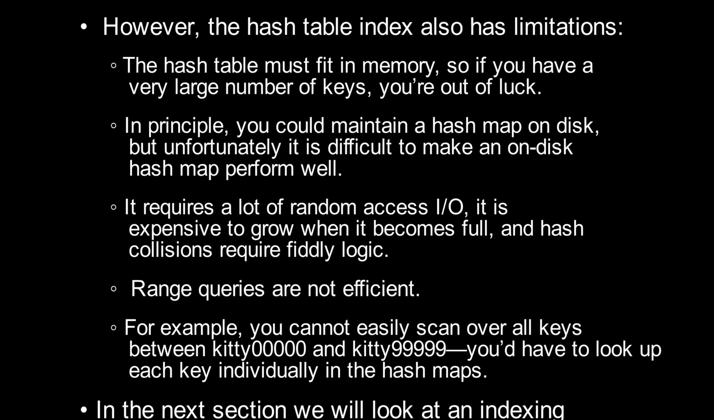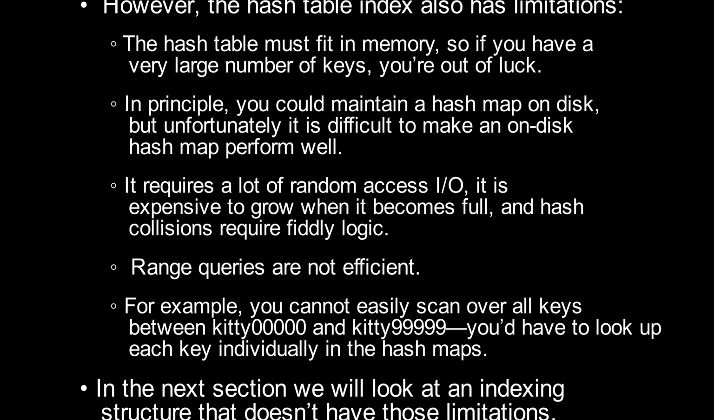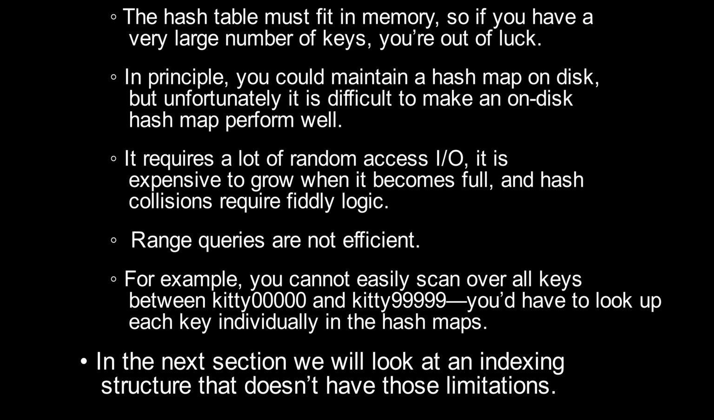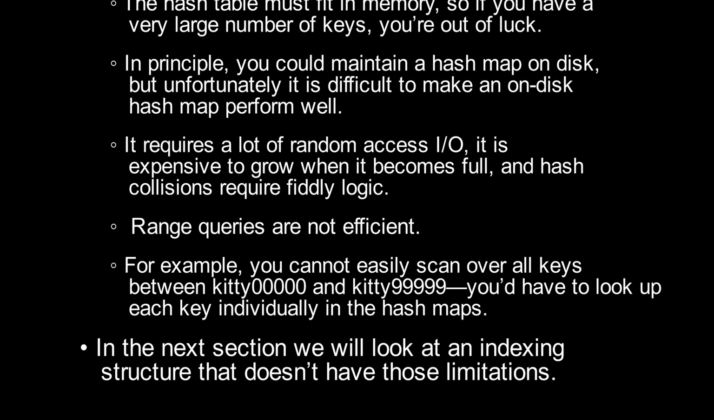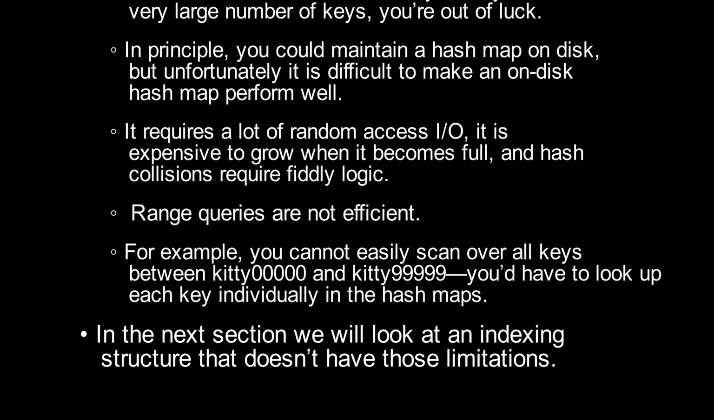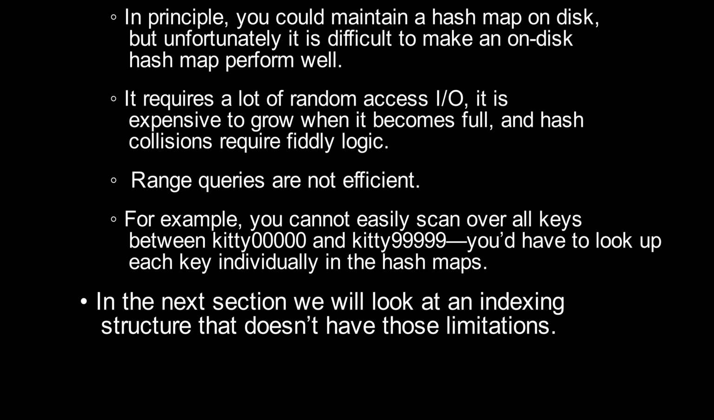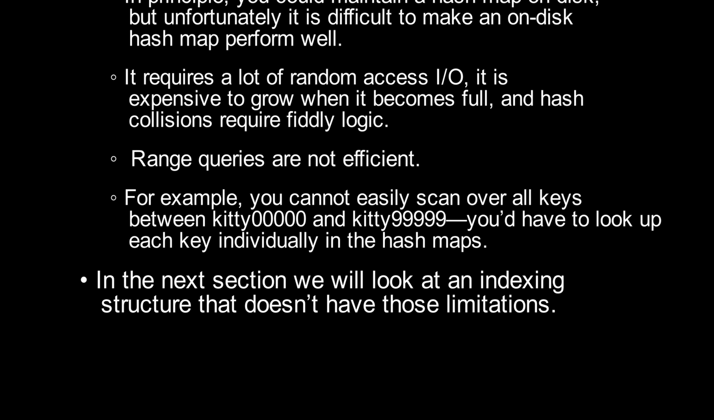Range queries are not efficient. For example, you cannot easily scan over all keys between kitty00000 and kitty99999. You'd have to look up each key individually in the hash maps. In the next section we will look at an indexing structure that doesn't have those limitations.